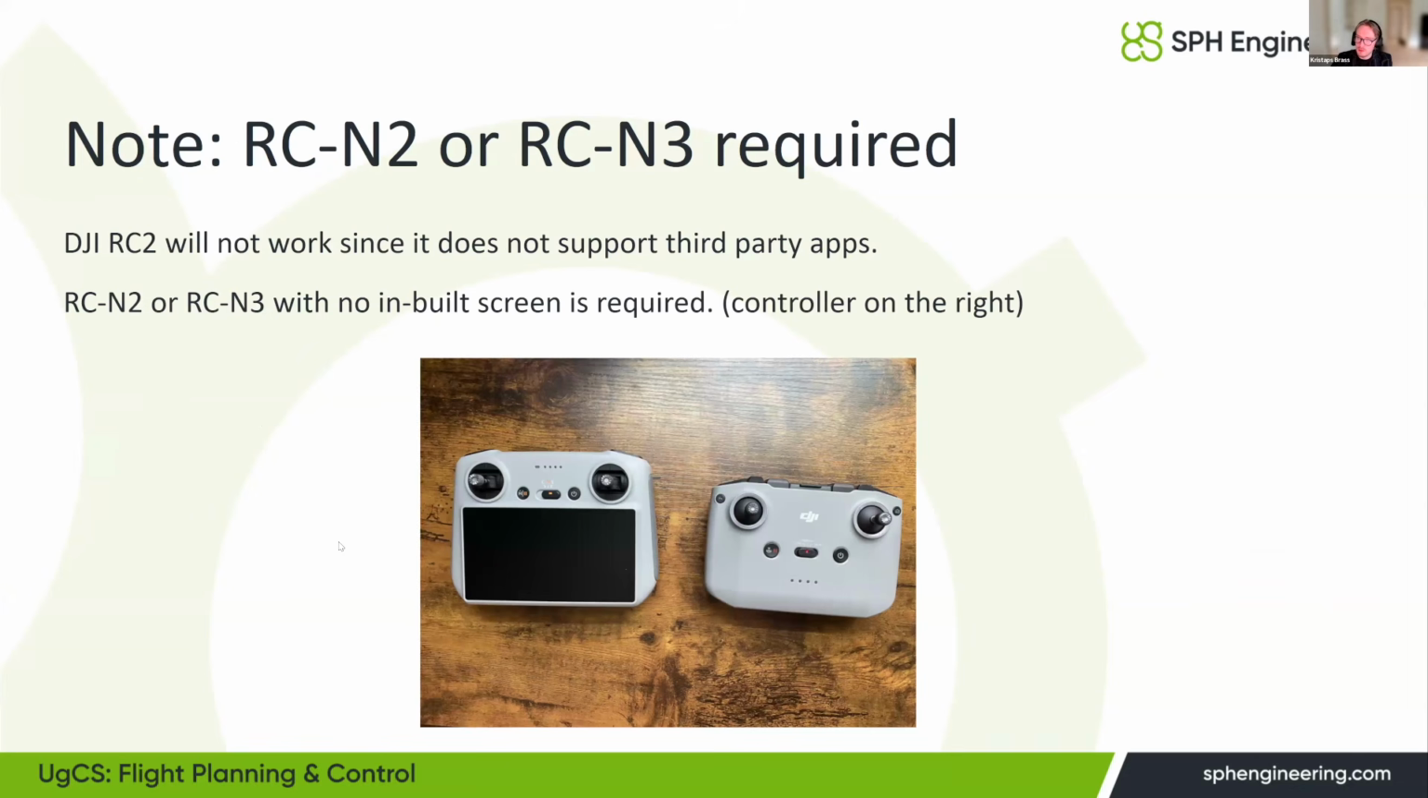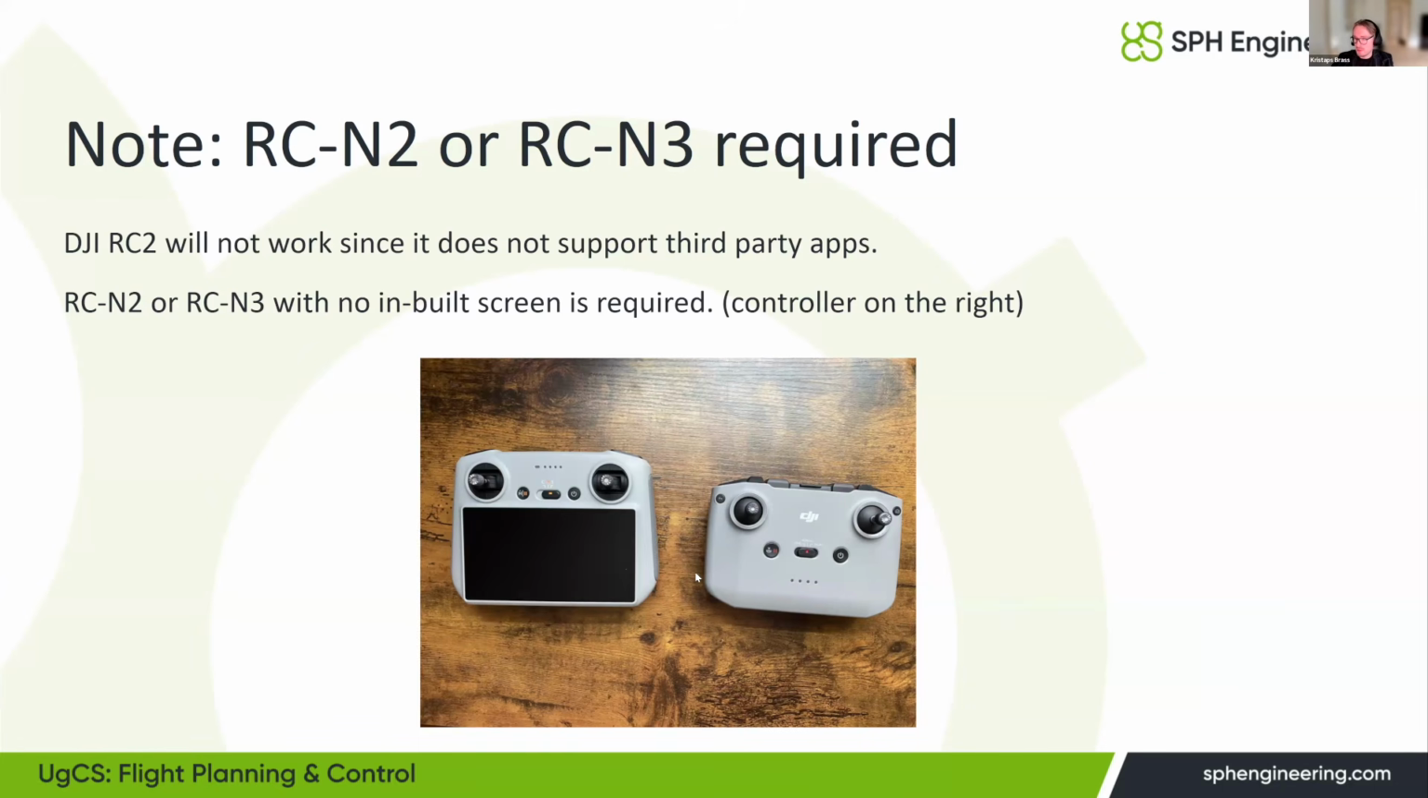One important note for the Mini 4 Pro drone, though, is that you need to have the DJI RC-N2 or N3. So here in the picture, this is the controller that's on the right side. That's because, unfortunately, DJI has locked down their RC2 controller, which is the one with the screen. So on this controller, you cannot install third-party apps, unfortunately. So yeah, you need to have this controller without the inbuilt screen. You can buy them separately also, by the way, in case you didn't buy it when buying the drone itself.